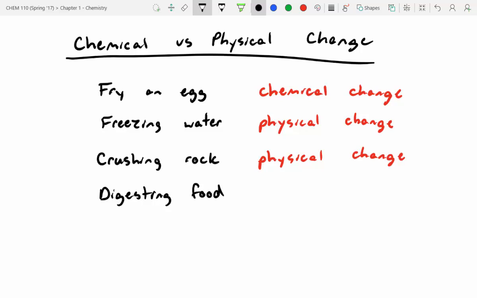What do you guys think? Chemical? Hopefully. If you eat something and it comes out the exact same way it went in, you should probably see a doctor. So this is a good example of a chemical change.